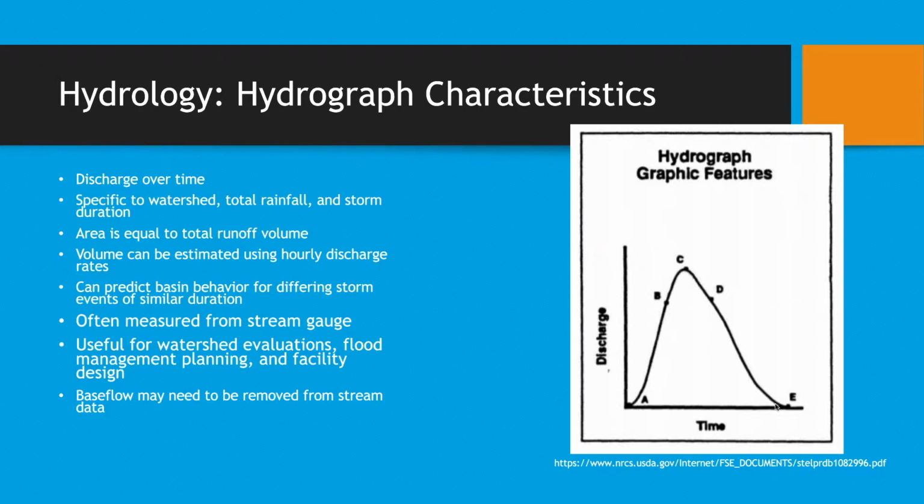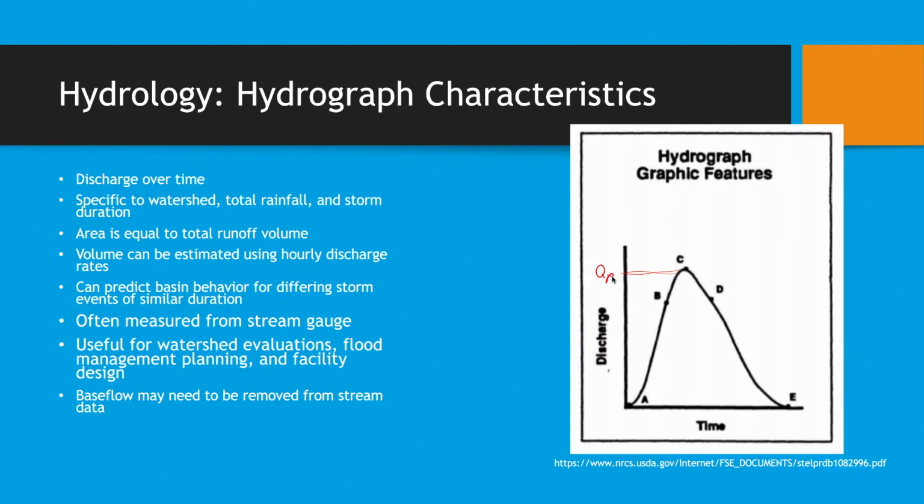And then you have your recession or falling limb on the backside, which does tend to sometimes kind of tail off. It's a little bit of a skewed distribution. And then at the top you have the crest, and the crest represents your peak flow rate.